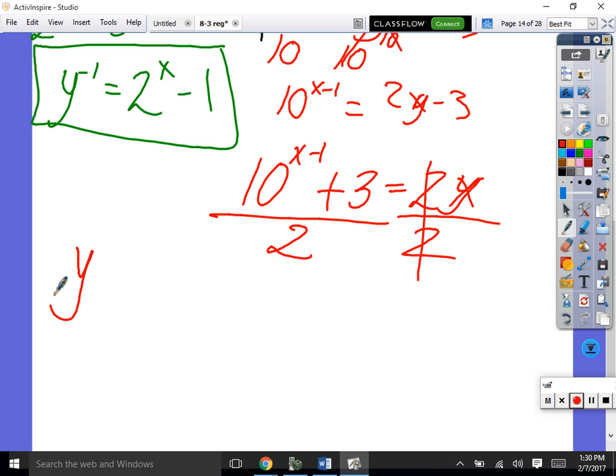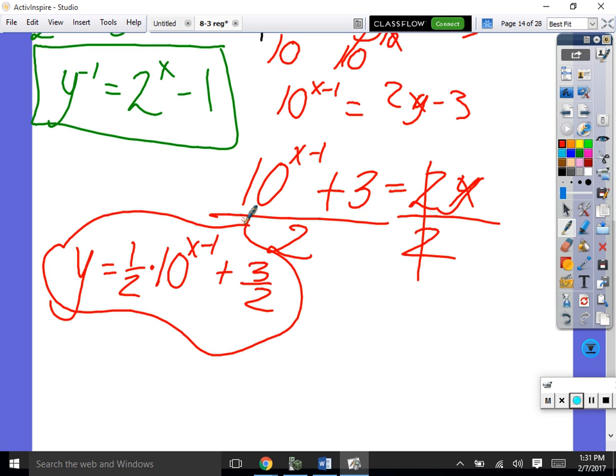So y is equal to, isn't this 1/2? Oh yeah, let me make sure you understand something. You can never take a base and divide it with this. Like 10 raised to the x minus 1, you can't divide it with 2. Everybody good with that? Because that's not just 10 divided by 2. It's 10 raised to the x minus 1. So you cannot divide by 2. Okay, so we would have 1/2 times 10 raised to the x minus 1 plus what? Nope. Plus 3/2. Wasn't 3 also divided by 2? So this would be my answer.